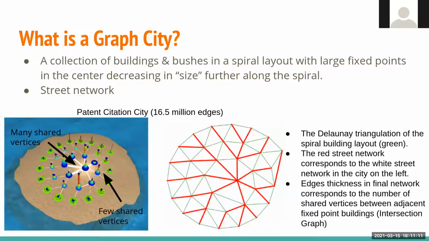The graph city is the total collection of buildings, buckets, and bushes. The city is drawn in a spiral layout with larger fixed points in the center. Additionally, we draw a street network between buildings to indicate the amount of shared vertices between the corresponding fixed points.